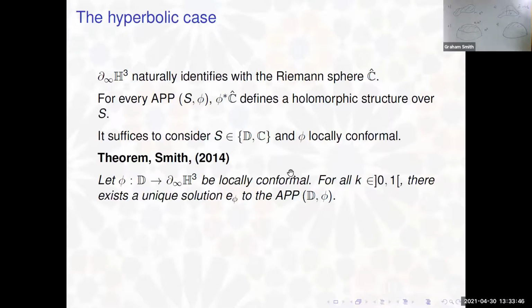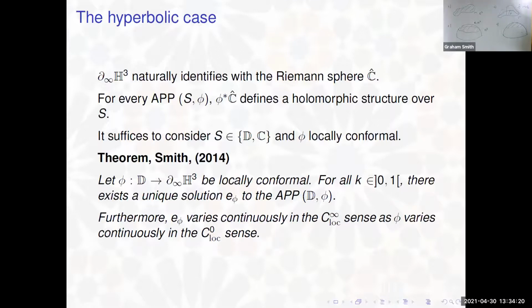So I now quote a very old result of mine, which addresses the hyperbolic case. So the statement is the following. Suppose then that I have a locally conformal function phi, which sends the hyperbolic disk into the ideal boundary of hyperbolic space. Then my statement is that for all k in the interval between 0 and 1, there exists a unique solution E phi to the asymptotic Plateau problem defined by d phi, curvature k.